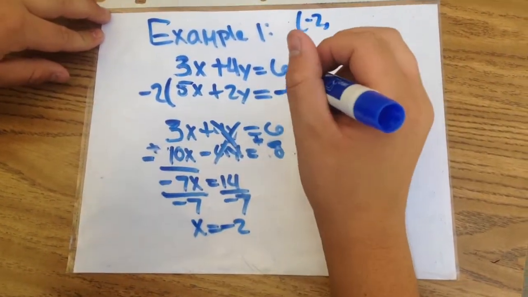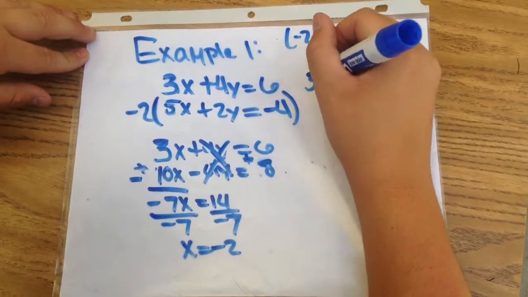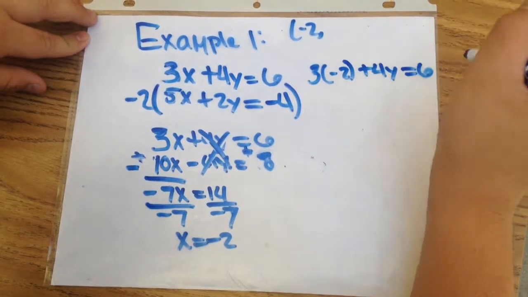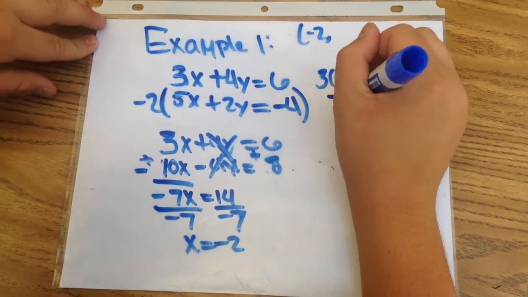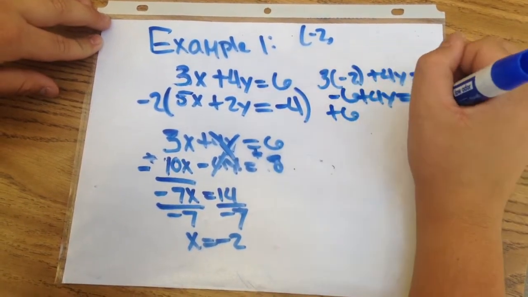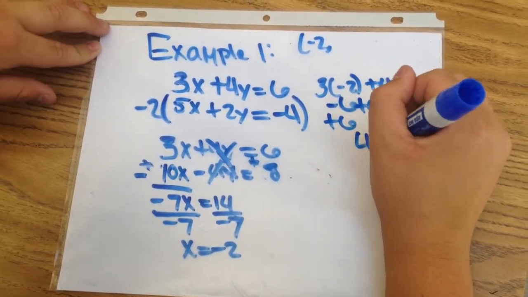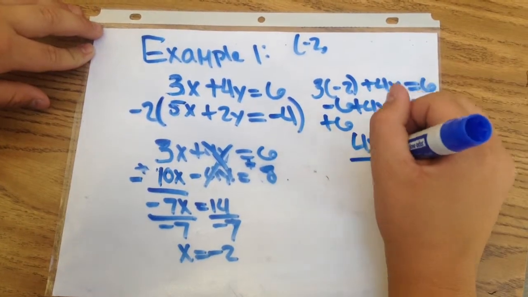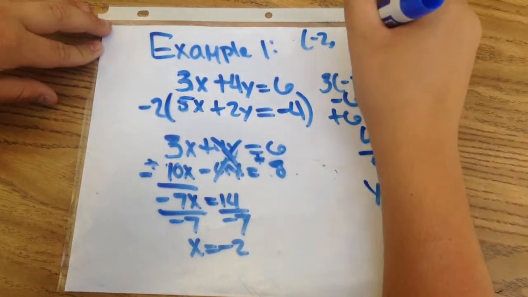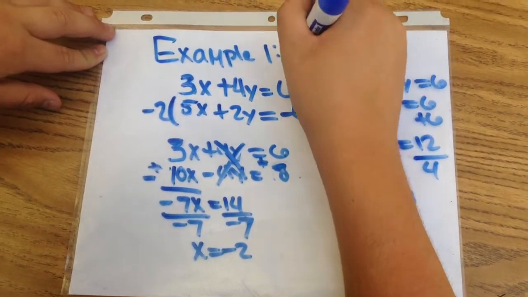Now you're going to input -2 into one of the equations. So 3 times -2 plus 4y equals 6. 3 times -2 equals -6 plus 4y equals 6. Add 6 to both sides. 4y equals 12. Divide by 4. And y equals 3. So your ordered pair is -2, 3.